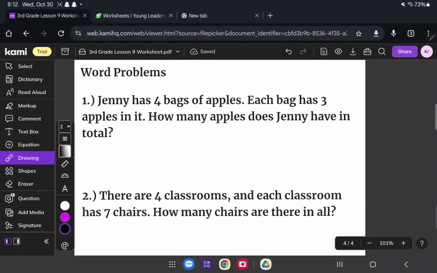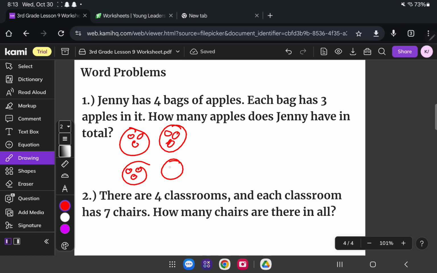Word problems. Jenny has 4 bags of apples. Each bag has 3 apples in it. How many apples does Jenny have in total? Alright, so it says that Jenny has 4 bags of apples. So 1, 2, 3, 4. And each bag has 3. So 1, 2, 3. Then it asks how many apples does Jenny have in total. And if we count it all out, we would get 12 apples.